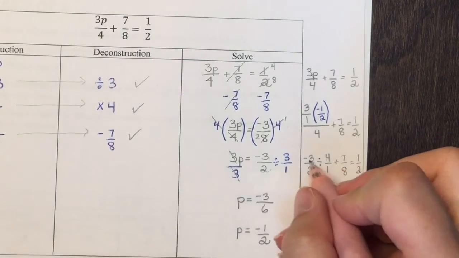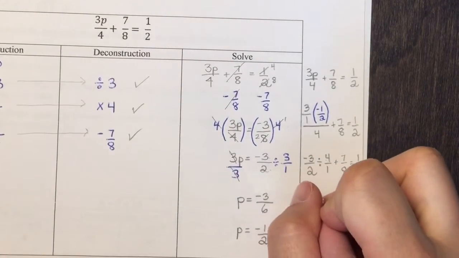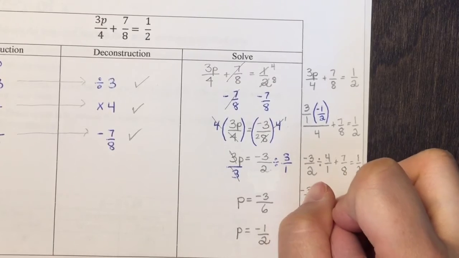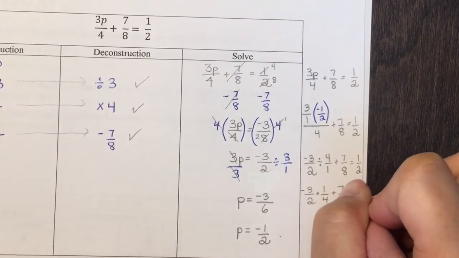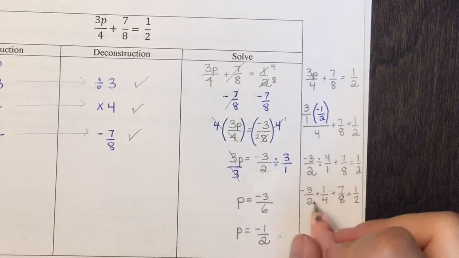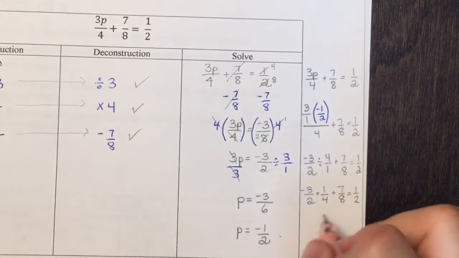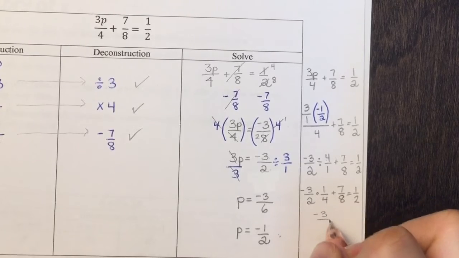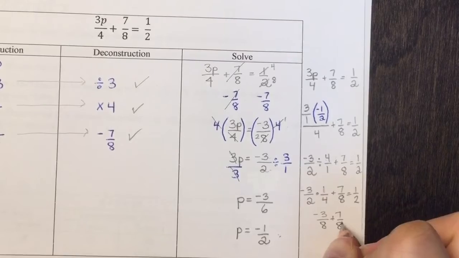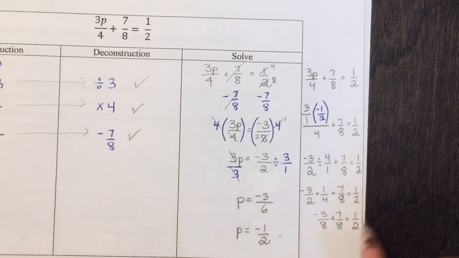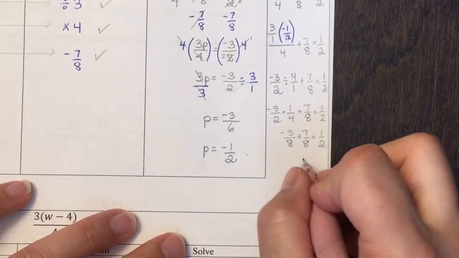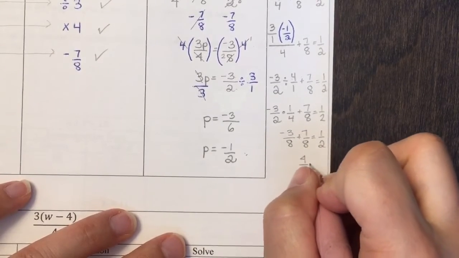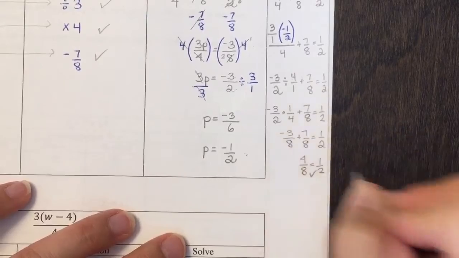Okay, so remember, if we want to divide, we're going to multiply it first. So negative 3 over 2 times 1/4 plus 7/8 equals 1/2. So now we can just multiply numerator and denominator. So we get negative 3 over 8 plus 7/8 equals 1/2. Negative 3 plus 7 is 4 over 8 equals 1/2.